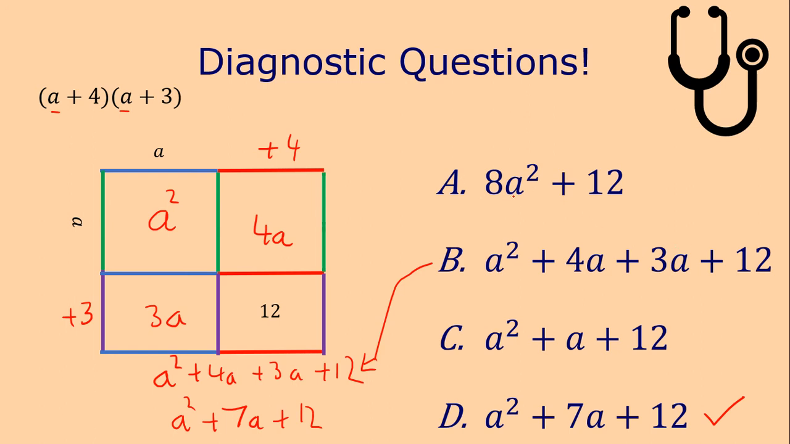Again, A is the mistake of trying to cram things together. They've done a squared plus 7a to try and get 8, but again, that's not allowed. And here, I'm guessing they've subtracted 4a and 3a. Okay, but an easy enough mistake to make.